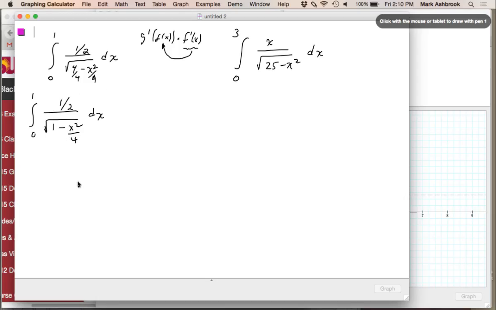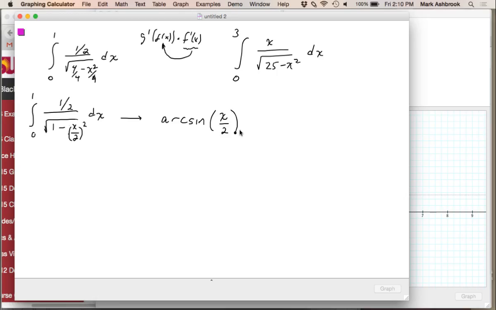So now can we do arc sine? Yes. So what is this? This term right here is essentially x over 2 quantity squared. So what is this the arc sine of? x over 2. Arc sine of x over 2. And we can say that's our first attempt.